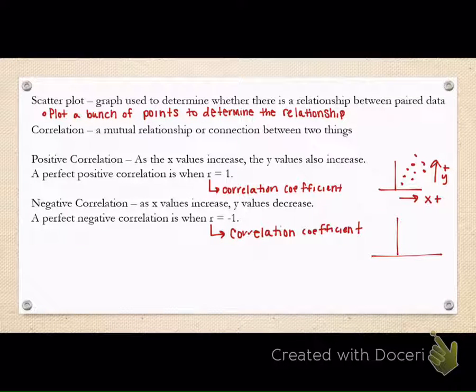So for us, x is still increasing because you're going this way on the x, but you notice your y values are dropping and they're negative, so y is decreasing. That would be a negative correlation.